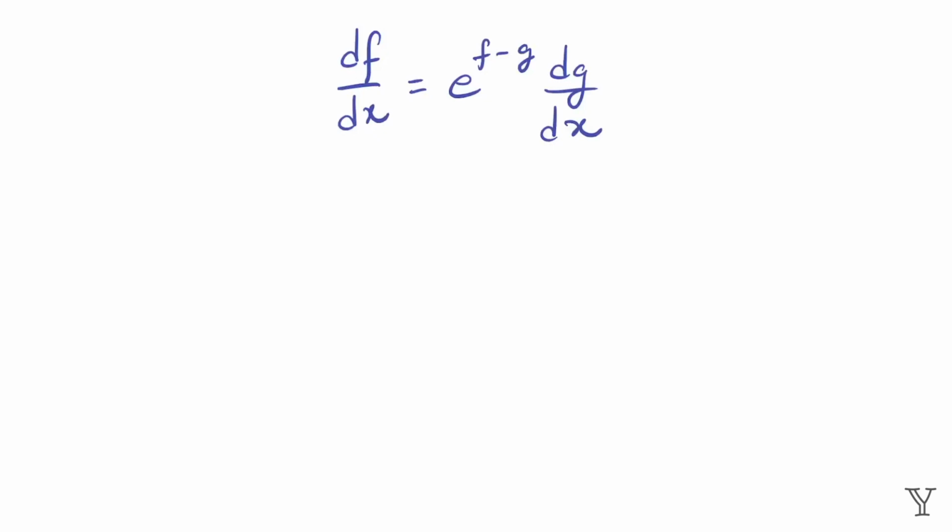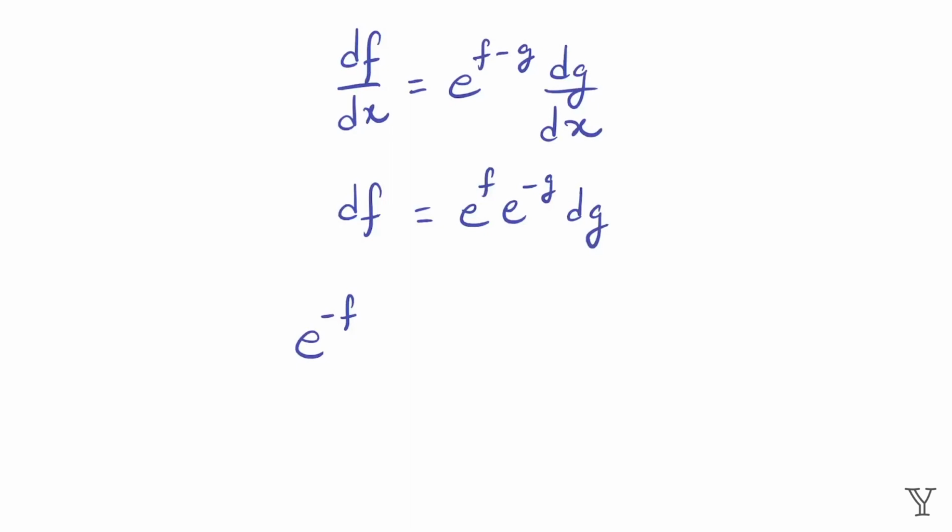You'll notice that if you cancel the dx from both sides, and then split e to the f minus g by using the rule of exponents, then this equation starts to look very manageable. It's a simple differential equation with separable variables. Great, so let's go ahead and separate the variables.